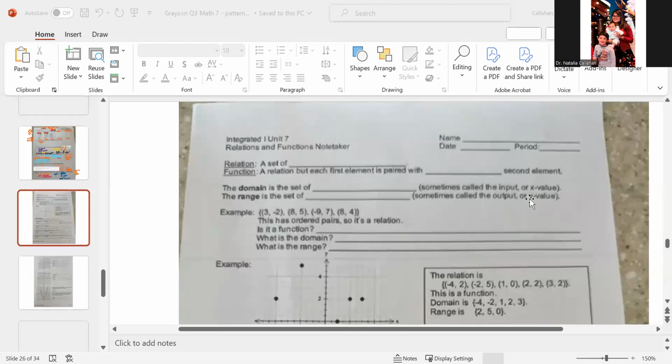All right, so this is week 2, Tuesday, quarter 3, math science 7.